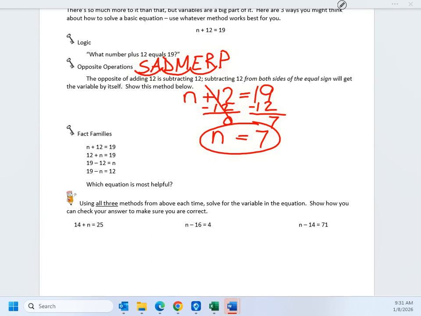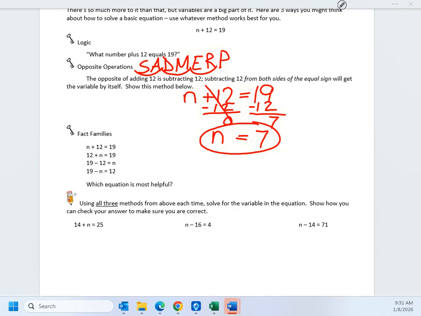As we get into more complicated math, this is the method that we're going to work down to using. Because math is going to get too complicated to be doing it with just logic. Okay, we can't just do mental math. Math gets really big and complicated.